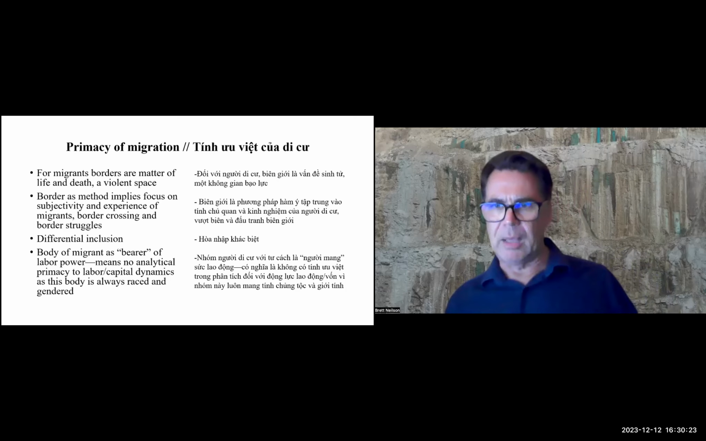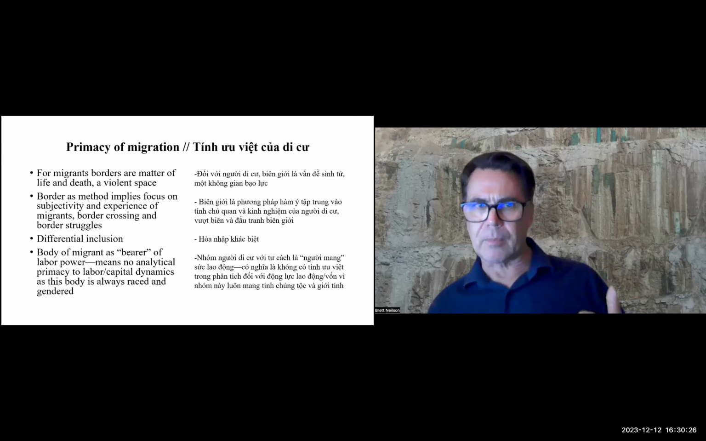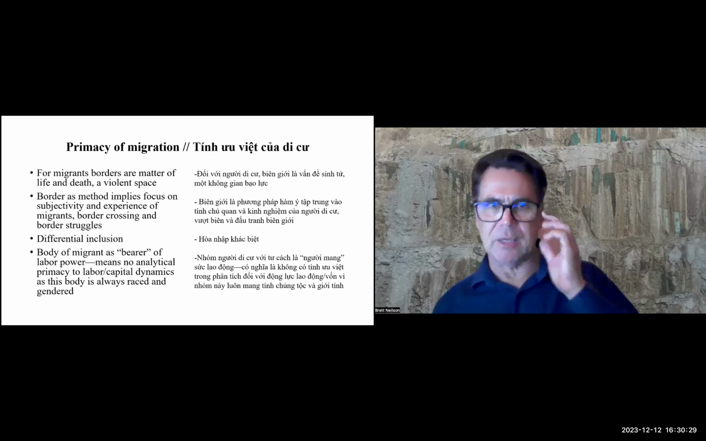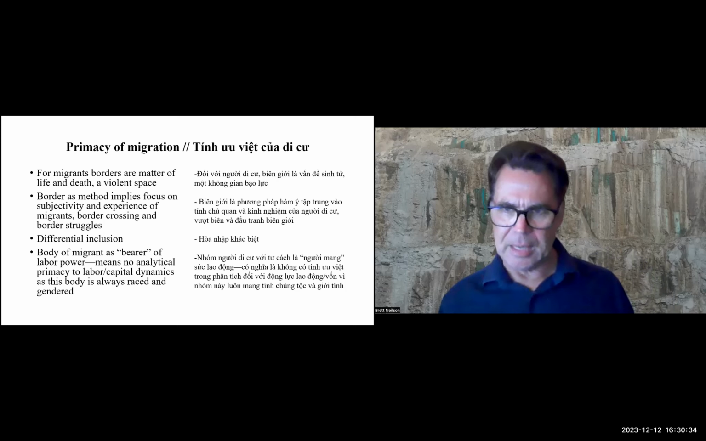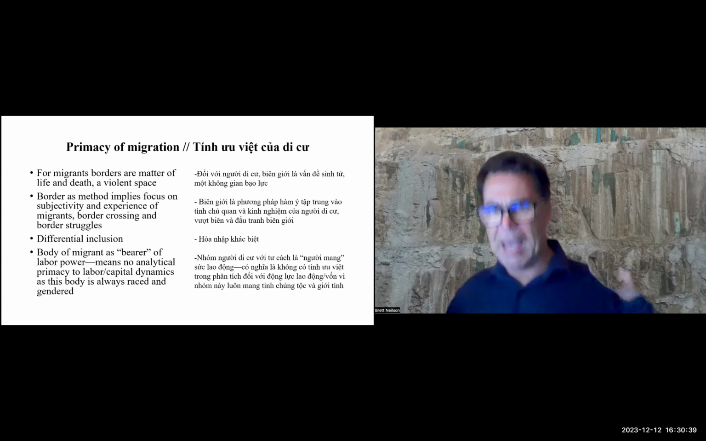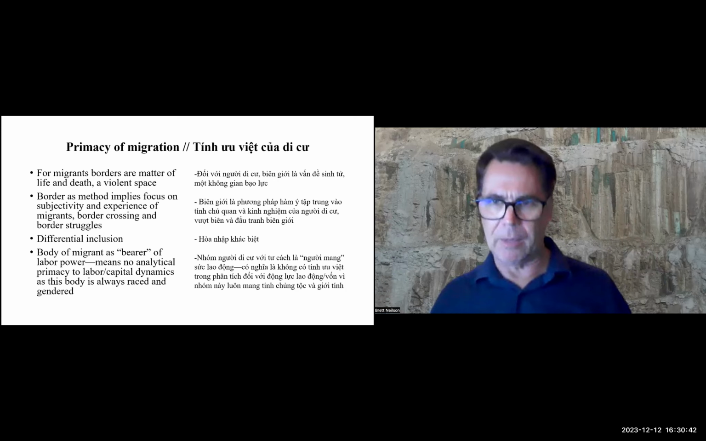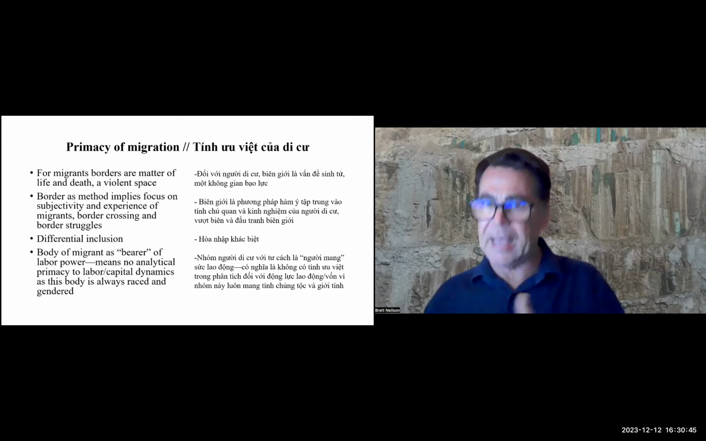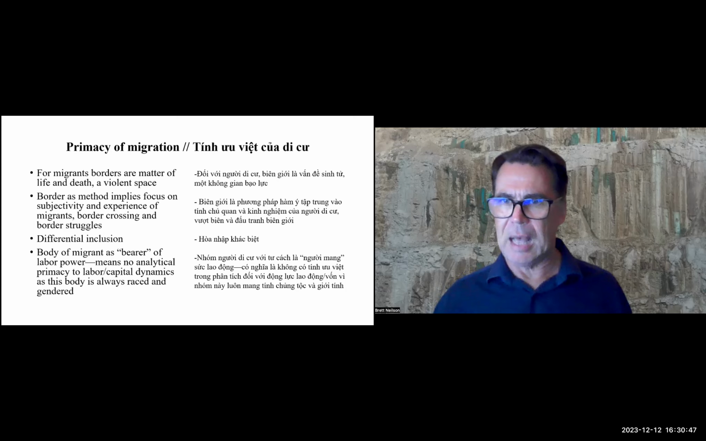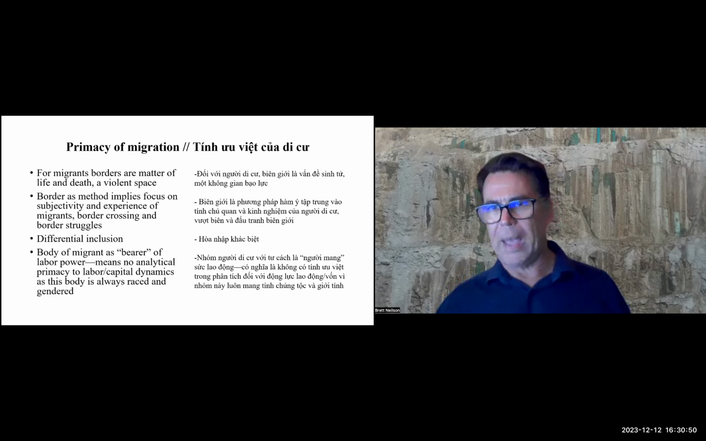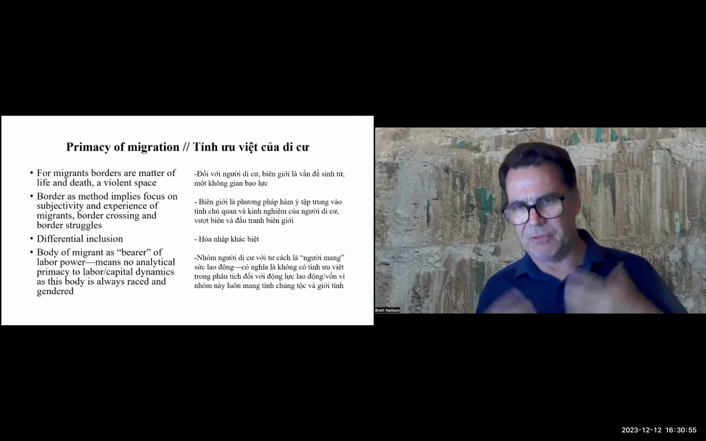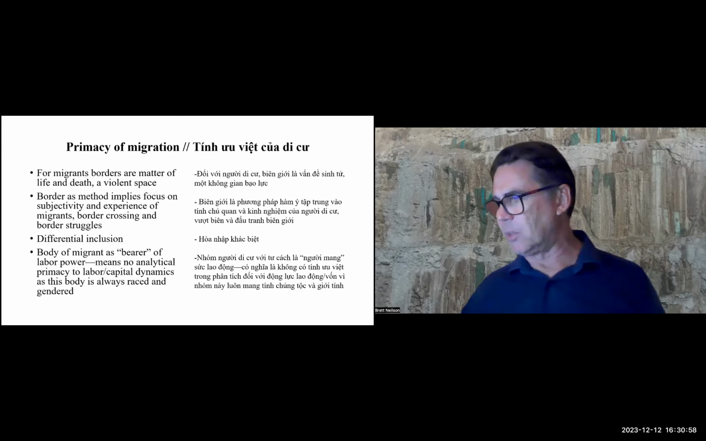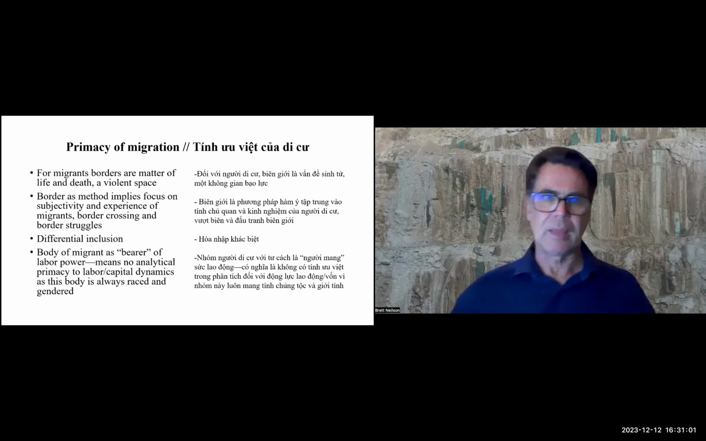Finally, thinking about border as method from the perspective of the migrant is a way for us to work through certain problems in Marxist theory. We think about the migrant as the bearer of labor power, to recall the famous term Träger that Karl Marx used to describe the way in which the body of the worker bears the capacities and faculties that are deployed in the labor process.